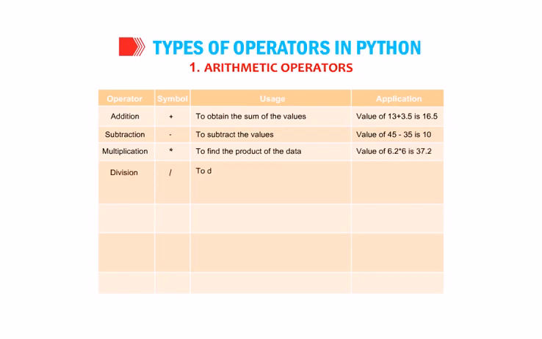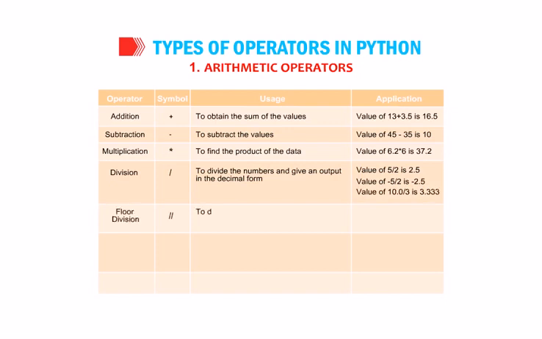Division: to divide the numbers and give an output in decimal form. Value of 5 divided by 2 is 2.5. Value of minus 5 divided by 2 is minus 2.5. Value of 10.0 divided by 3 is 3.333. Floor division, //: to divide the numbers and give an output in the integer form. Value of 5 // 2 is 2. Value of minus 5 // 2 is minus 3.